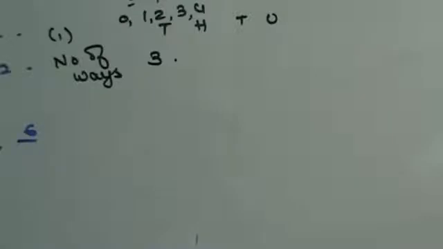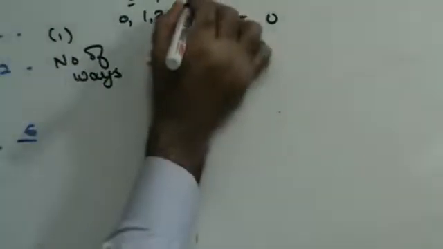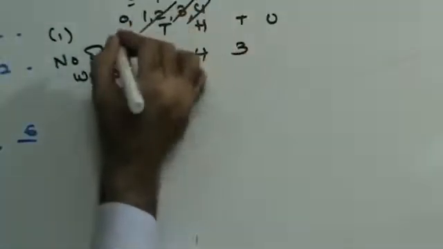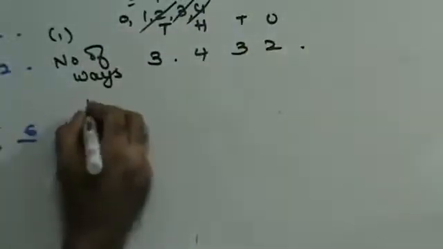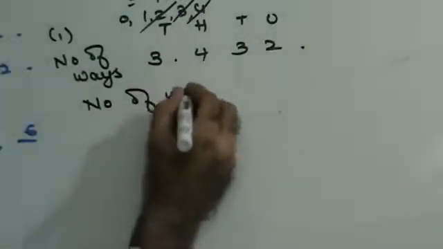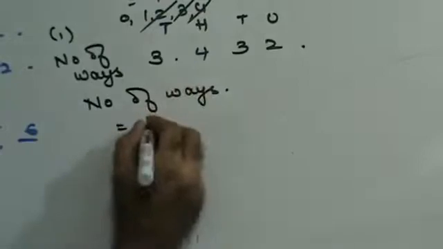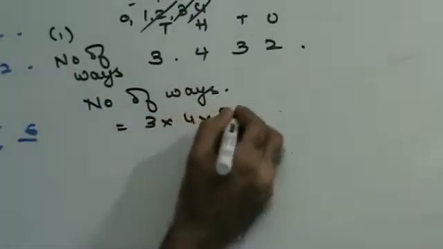Either I can fill it with 2, 3 or 4. Out of them, one of the alternatives is gone. That leaves me with 4 alternatives. One more gone, 3 alternatives, one more gone, 2 alternatives. Number of ways is going to be 3 into 4 into 3 into 2.